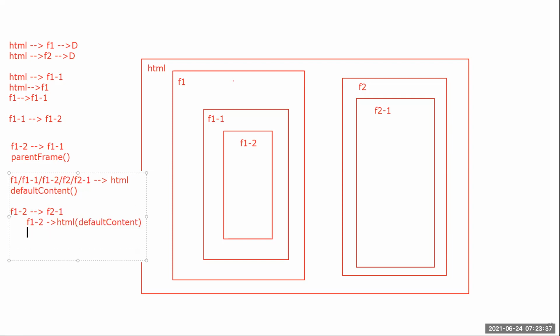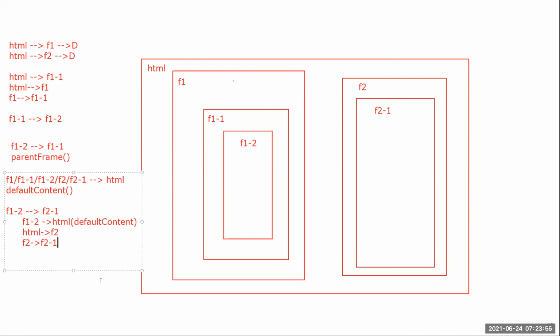Now from here, from HTML to F2. Okay. Then next, F2 to F2. So this is how you have to switch between frames. Understood?